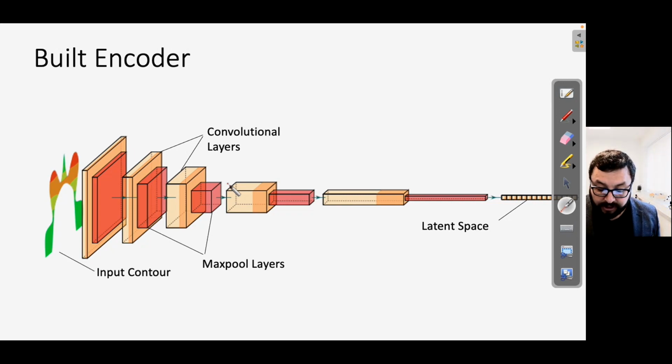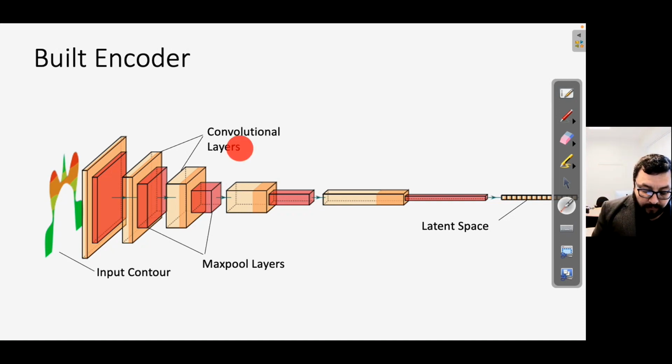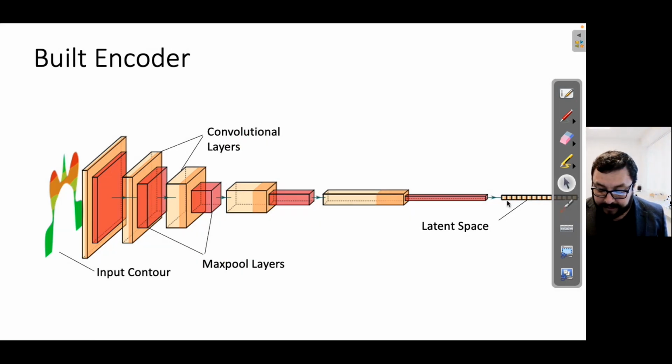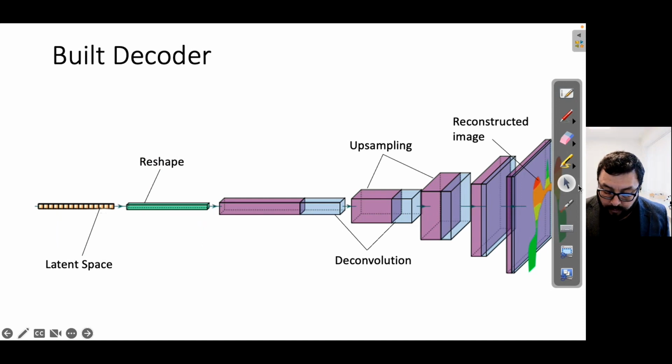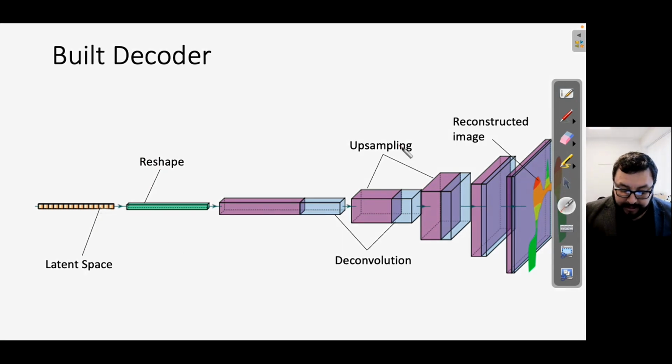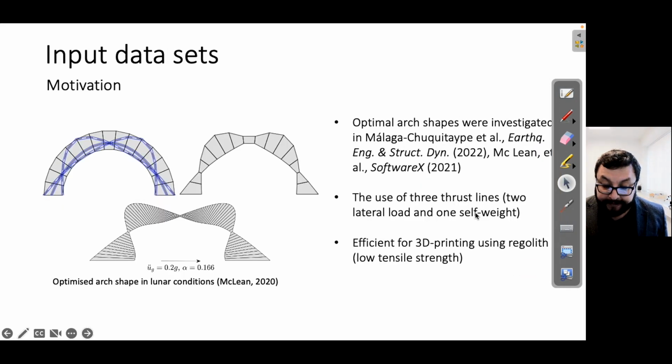So this is done in this case by a series of convolutional layers and max pool layers, and in the case of the decoder, we are using upsampling and deconvolution to get back to the original, or as close as possible to the original image, and then compare that and train our network. So all these steps are carried out sequentially to produce these finally reconstructed images.